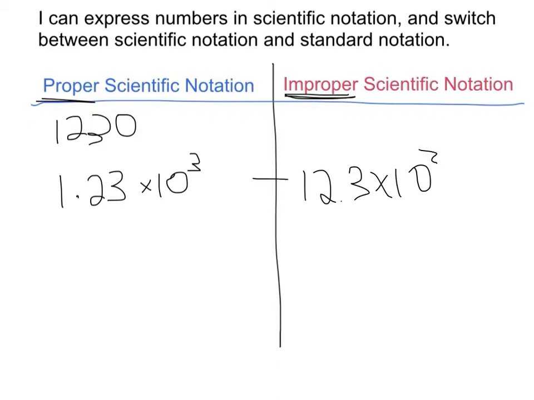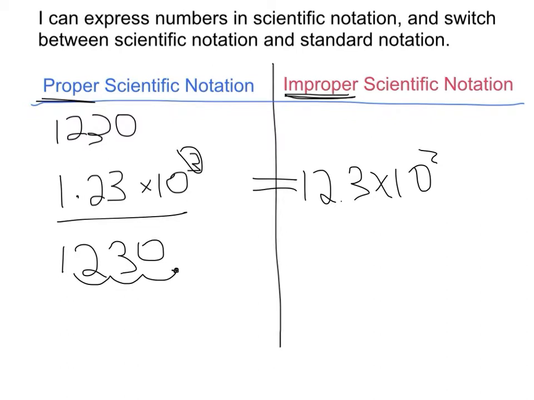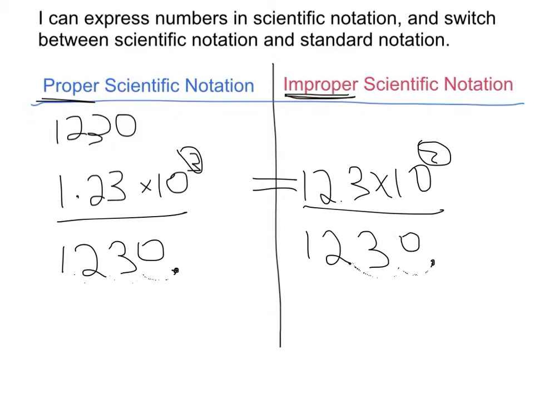Now, both of these values are equal, because if I were to take 1.23 and move my decimal point 3 to the right, 1, 2, 3, I end up with my original number, 1,230. And over here on the other side, if I were to take 12.3 and move my decimal point 2 to the right, 1, 2, then I get the same number. So we know that they are equivalent. They are equal to each other.